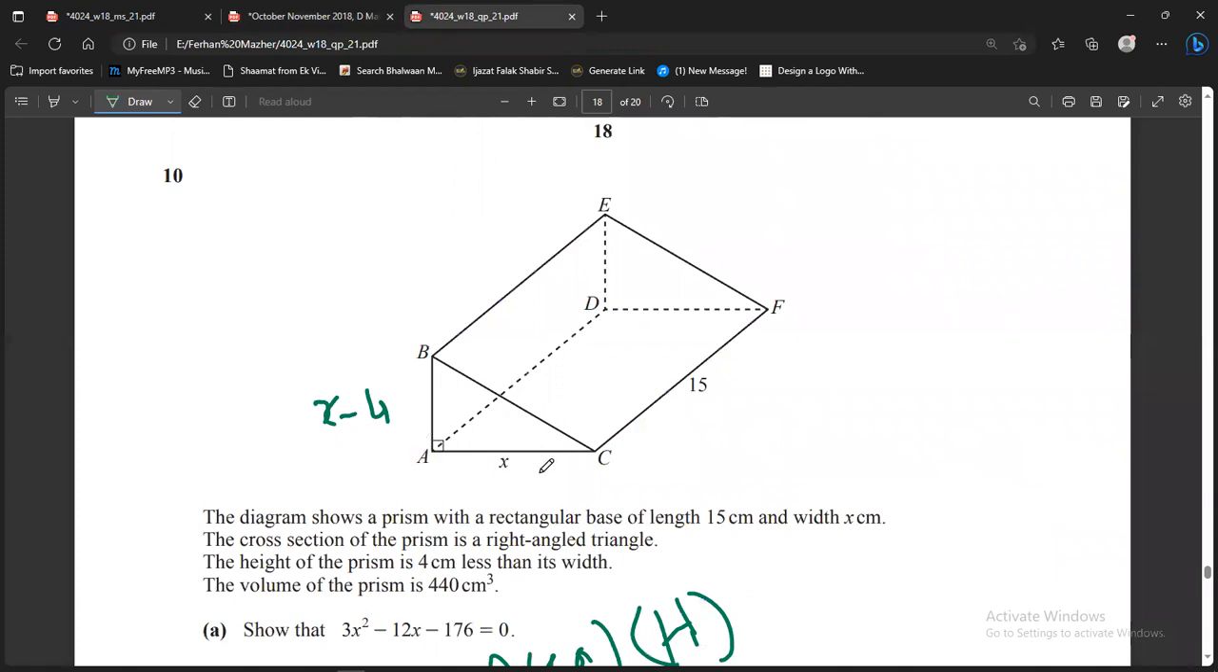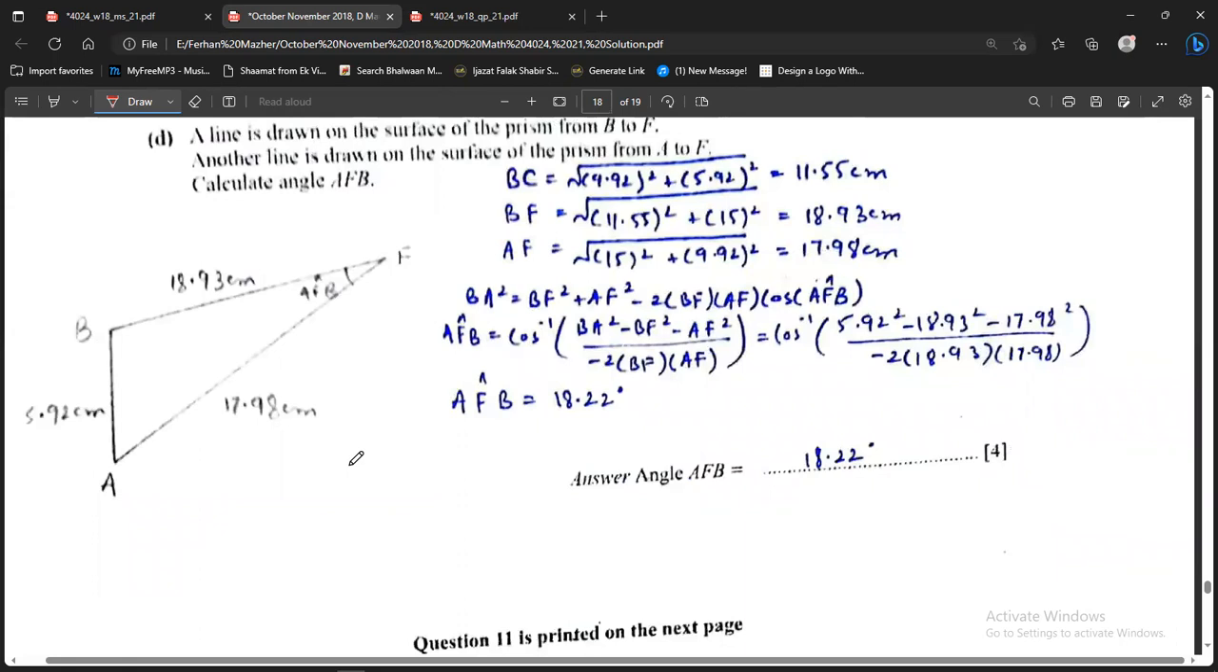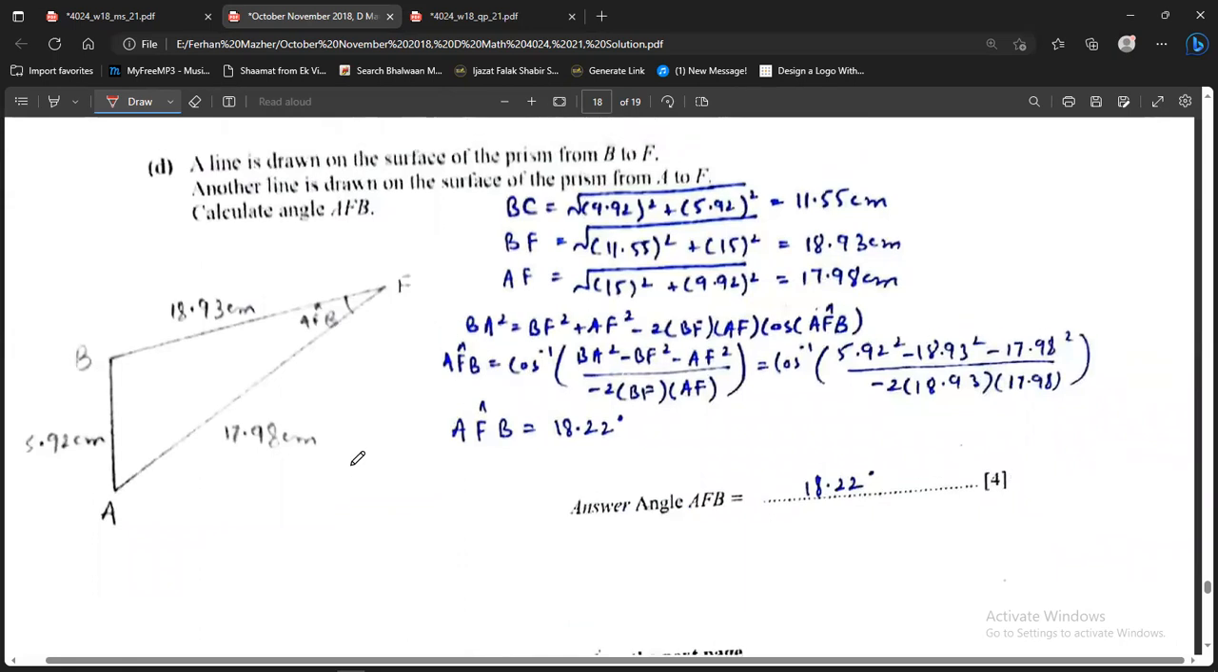Then we have to find out AF. AF is in triangle ACF. So I know this is 9 point something. This is 15. Apply Pythagoras, get the AF. So the AF will be equal to the square root of 15 square plus 9.92 square, and that will be 17.98. So now I know the three sides of this triangle ABF.